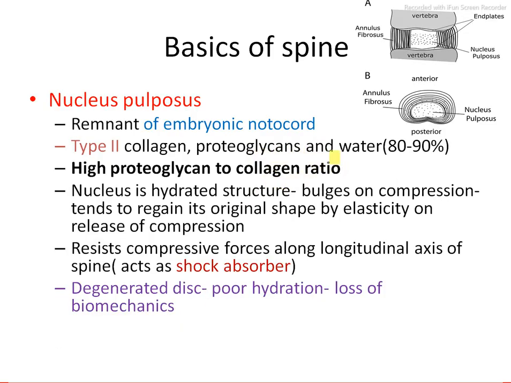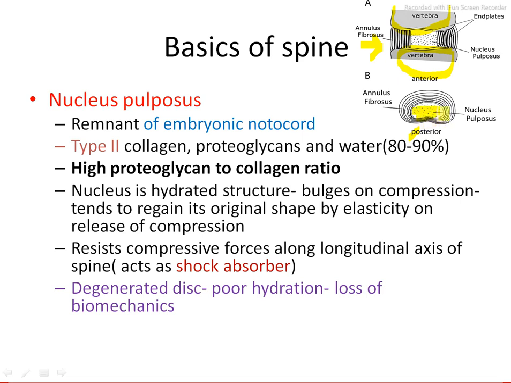Now you can see in the spine, this is the vertebral body and this is another vertebral body, isn't it? And between these vertebral bodies lies the intervertebral disc. So your intervertebral disc lies here. The intervertebral disc is divided into two components. So you see here, this is the horizontal section.